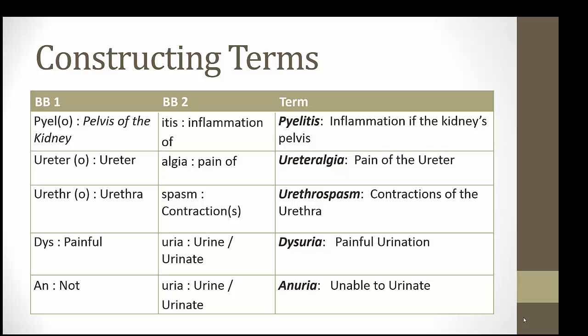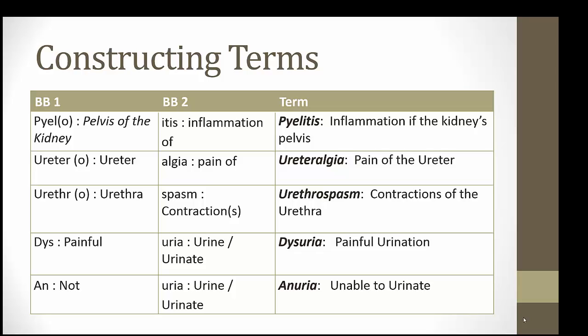Let's look at the root word urethro, which pertains to the vessel distal to the bladder, known as the urethra. And add a suffix spasm, which means muscular contractions. We create a new word, urethrospasm, muscular contractions of the urethra.